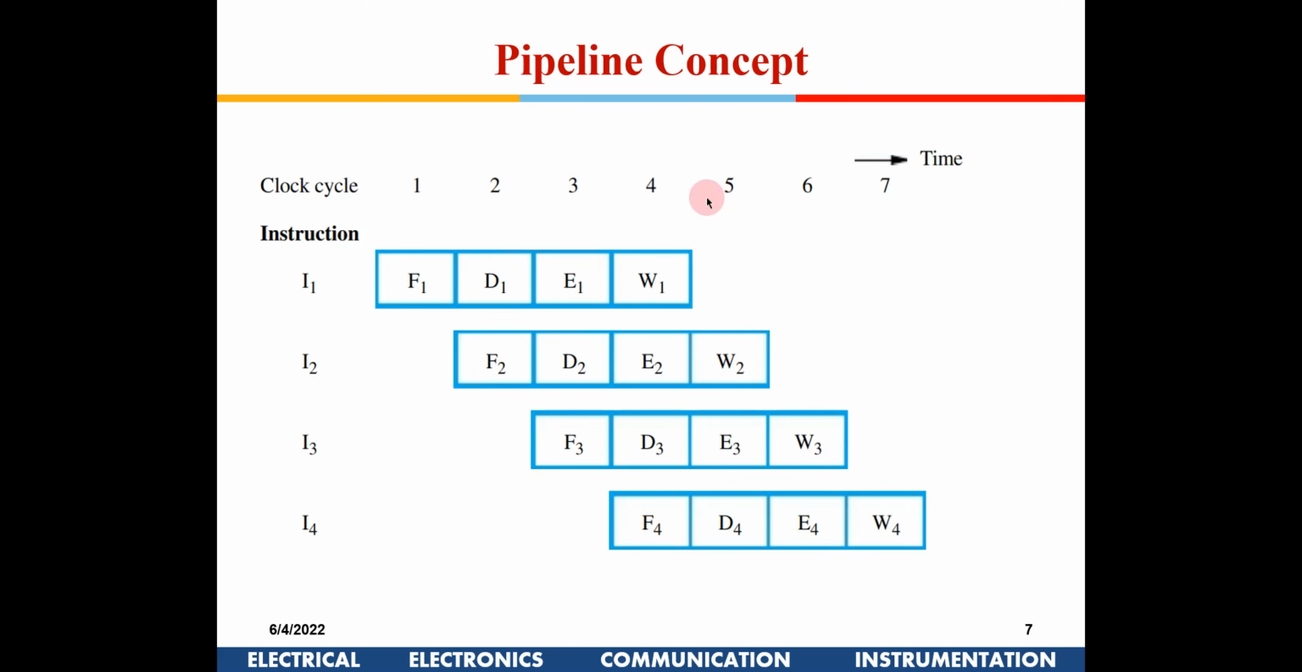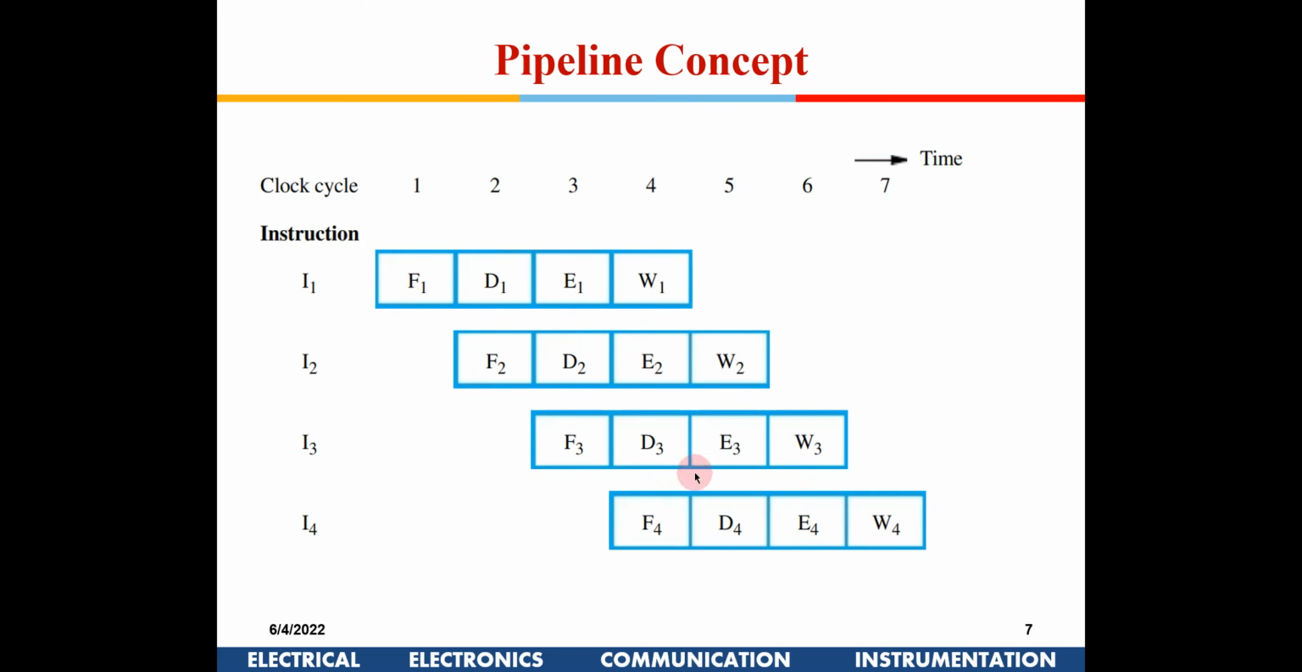So if you see here, 1, 2, 3, 4, 5, 6, by the end of the 7th cycle we have all 4 instructions completed, right? If you don't have a pipeline structure, 4 into 4, it would take 16 clock cycles, right?